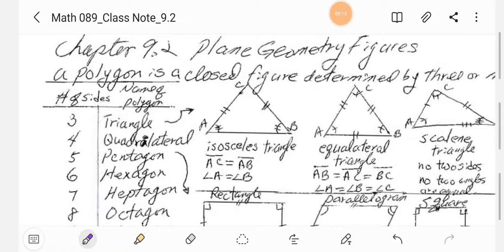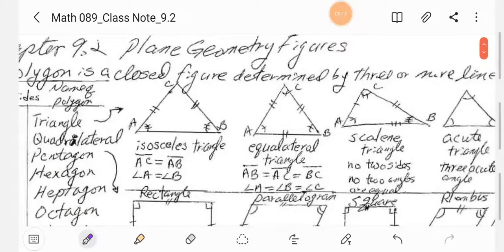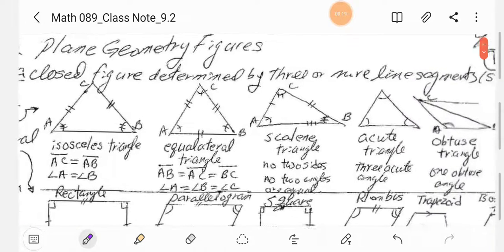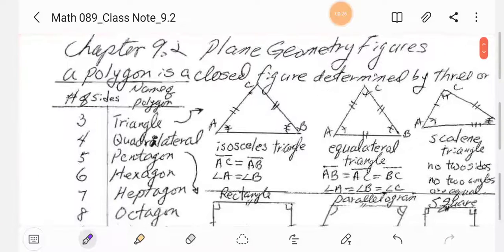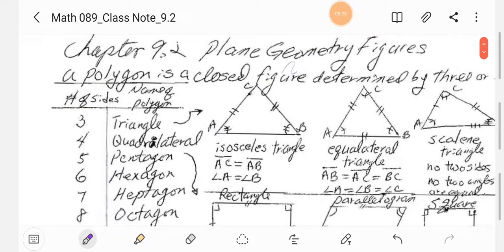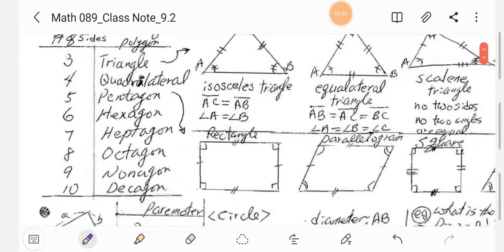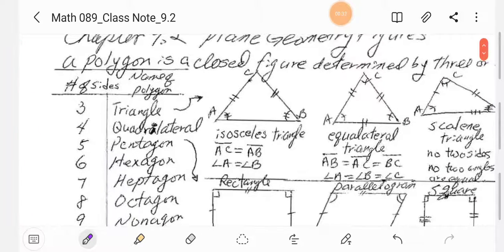A polygon is a closed figure, like a rectangle or triangle, right? It is a closed figure determined by three or more line segments. These are the sides. A triangle has three sides. A rectangle has four sides. So there are names for these polygons.